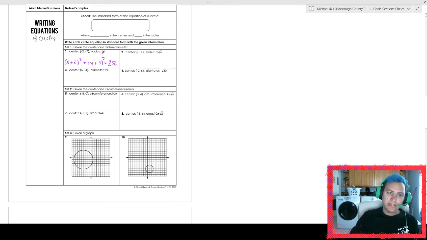Do be mindful that when they do down here, like here where they give you the diameter, you're going to have to cut that number in half before squaring it. If you square the 24, you're going to get the wrong answer over there.